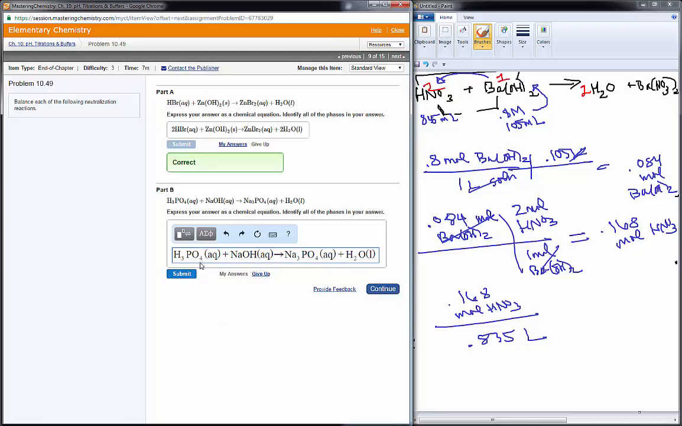Again, there's H's all over the place, so I'm going to wait on that. 1 phosphate, 1 phosphate, 1 sodium, 3 sodiums. Okay, so I'm going to need a 3 there. And these oxygens are already accounted for. Otherwise, I've got 3 oxygens here, so I'm going to need 3 oxygens there. It gives me 6 hydrogens. Here I've got 3 plus 3 is 6 hydrogens, so that is balanced.